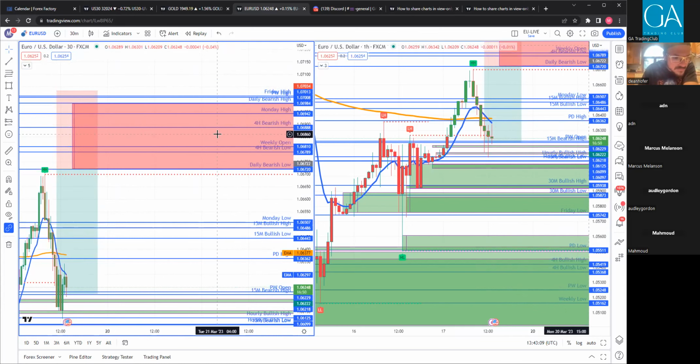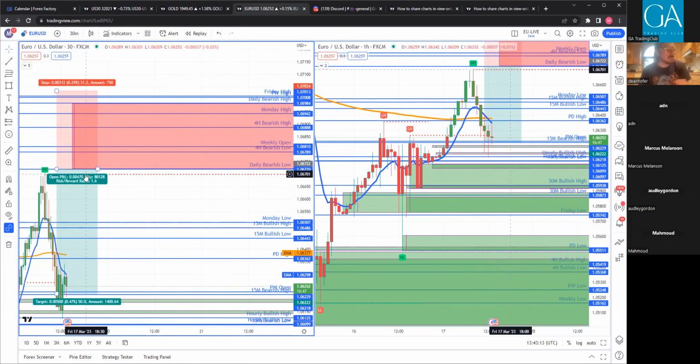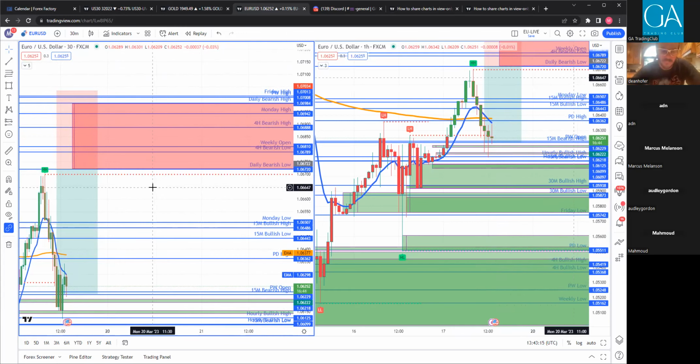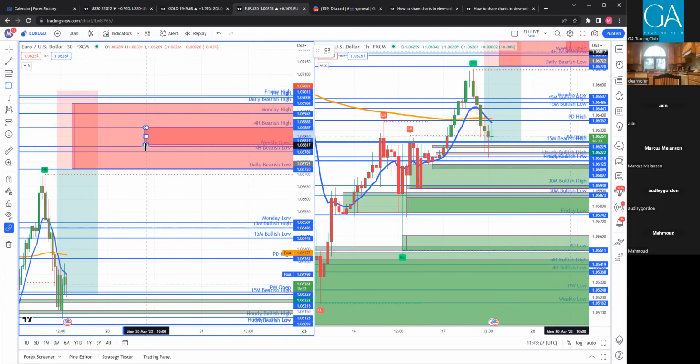So what I did, my first sell limit or sell order on EU is 1.06720. Then I divided the daily bearish high and the daily bearish low, and it's amazing. Here again we have a sell within a sell. We have a 4-hour bearish high, 4-hour bearish low, and I love this. Monday highs, weekly opens, this is what I want to see.